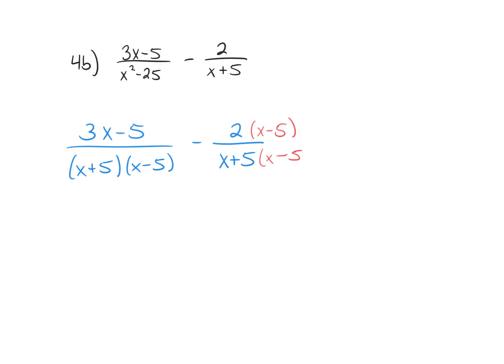So when I rewrite this, I have my 3x minus 5. Let me pause for a second. We have our denominator, right? So I'm going to write my denominator: x plus 5 times x minus 5. Did anything happen to this? Nope, so I'm going to keep that. 3x minus 5. What do I do here?